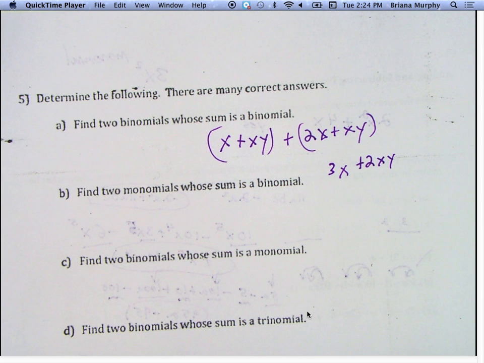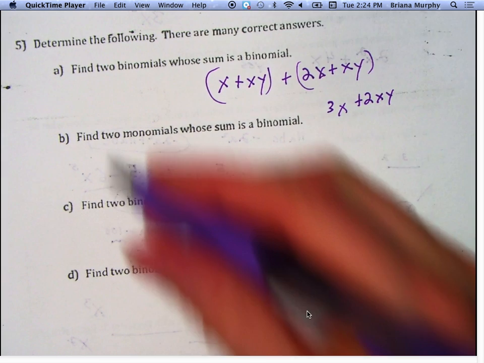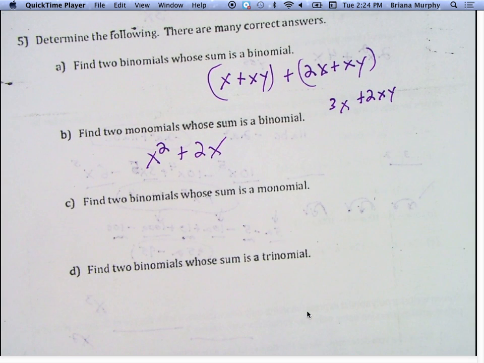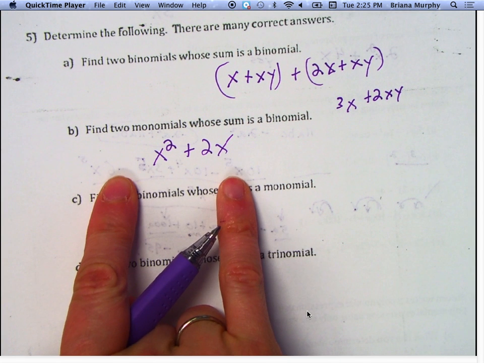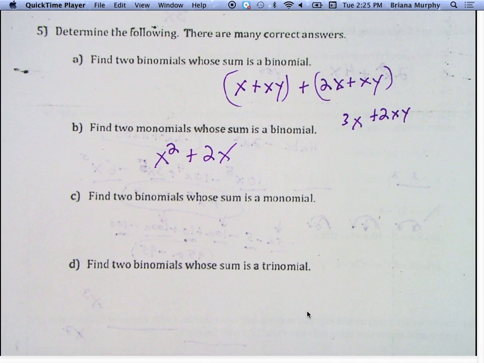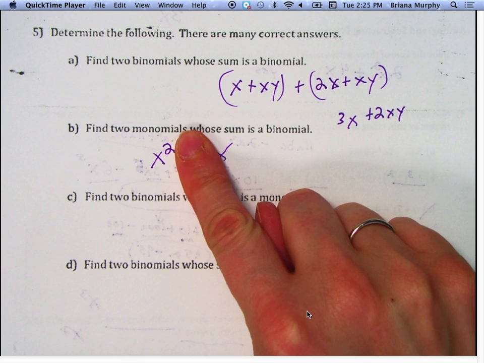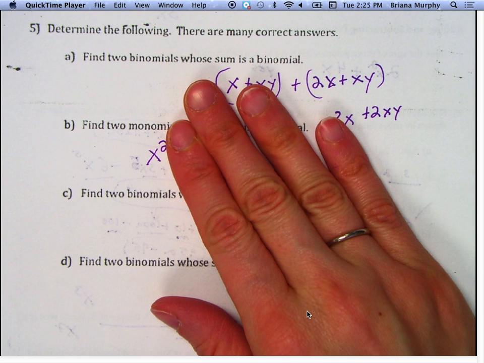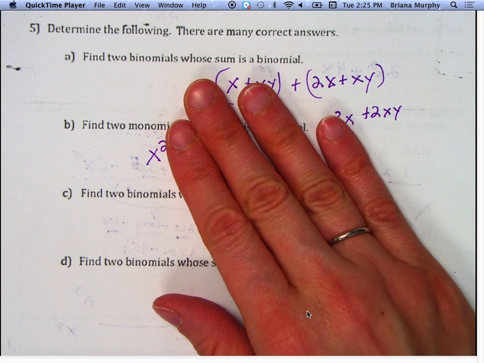Okay. Find two monomials whose sum is a binomial. This is easy. Can I ever combine those? No. Those are both monomials, right? Binomials are separated by addition and subtraction. So that's a monomial. That's a monomial. Boom, its sum is a binomial, because I can't combine them any further than that. They're not like terms. A monomial is all by itself, so any number, letter, or degree, as long as there's no addition or subtraction with it.